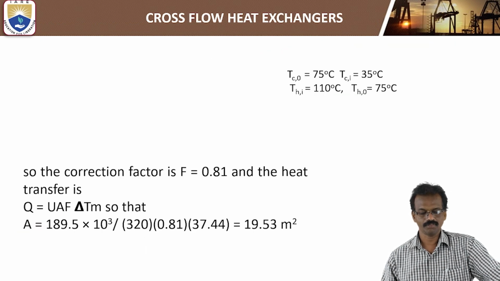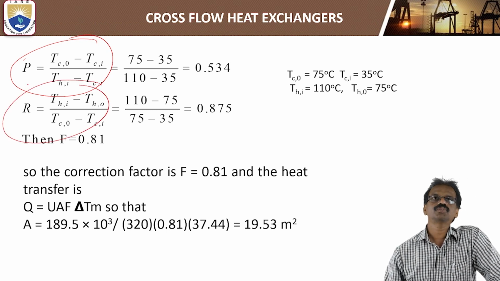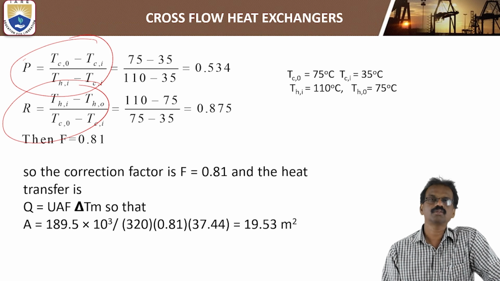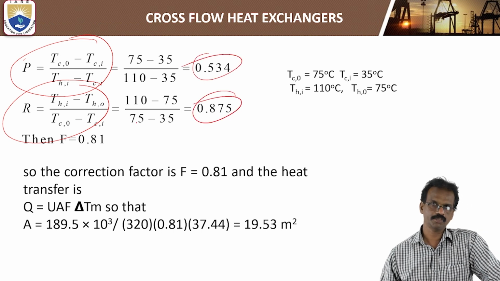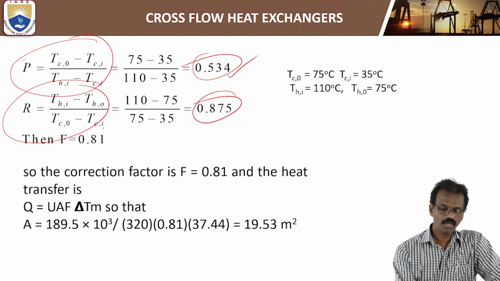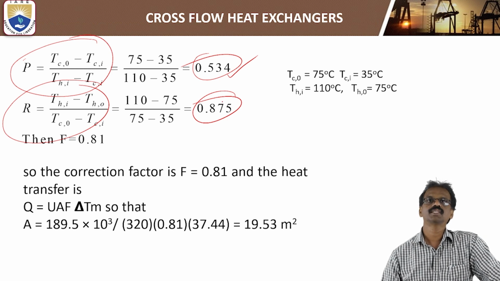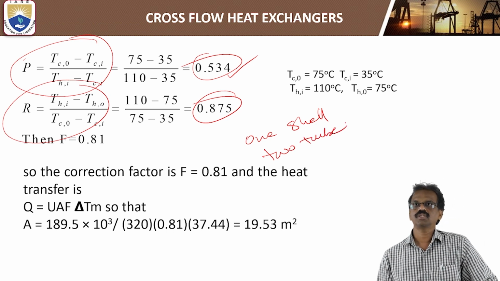Now we'll find the F value, the correction factor F. You know the formulas for P and R. If you substitute the inlet and outlet values of the hot fluid and cold fluid, we'll get the values of P and R. The value of P is 0.534 and the value of R is 0.875. You know that this is one shell and two tubes. So one shell, it is very important.